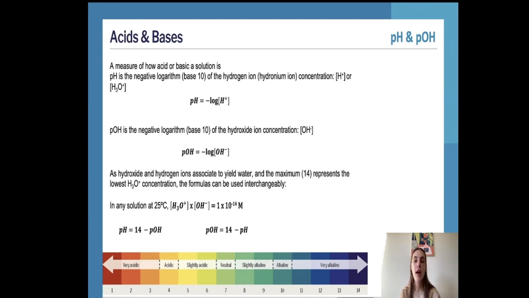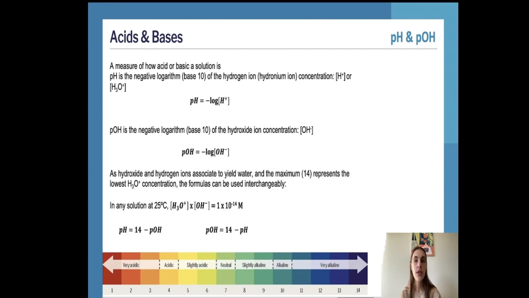So the maximum we have is 14 and the lowest being 1. The maximum 14 represents the lowest hydronium ion concentration when we're looking at pH, and when we're looking at pOH, the formulas can then be used interchangeably. So in any solution at 25 degrees Celsius, H3O plus times OH minus will equal 1 times 10 to the power of minus 14.